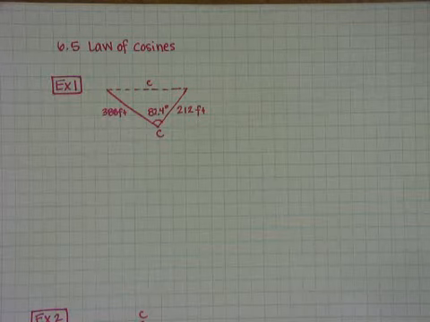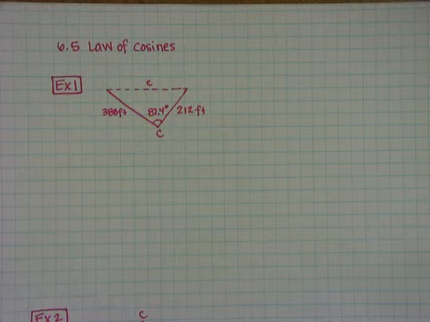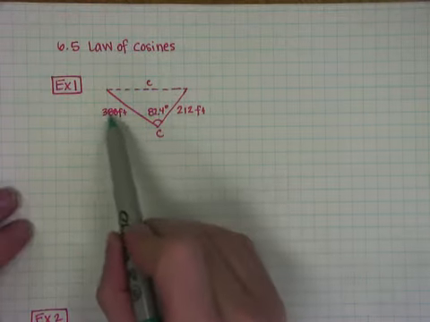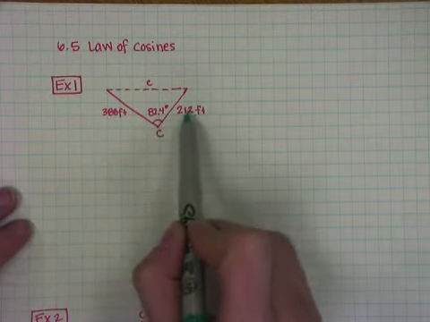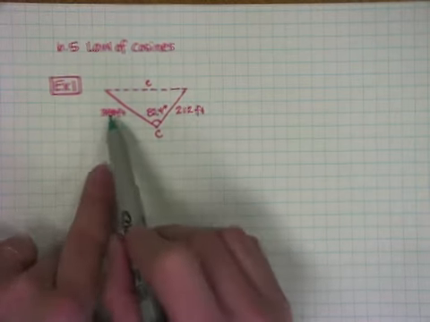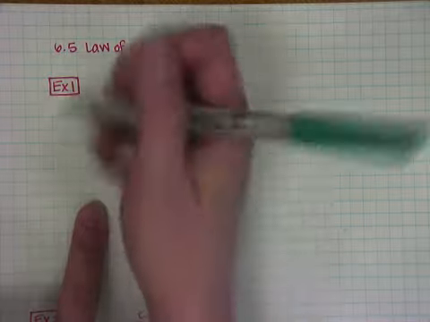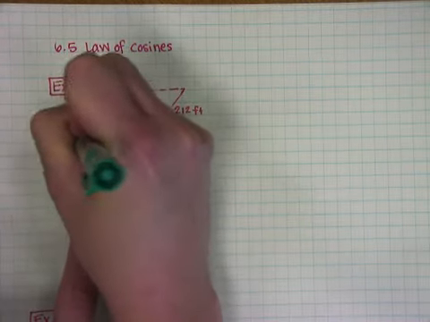Hey pre-calculus. Today in class we were talking about the law of cosines, and I just wanted to give you a couple examples for your notes. So in this first example, we've got a side, the included angle, and another side. This technically would be side, angle, side if you cared about the case.